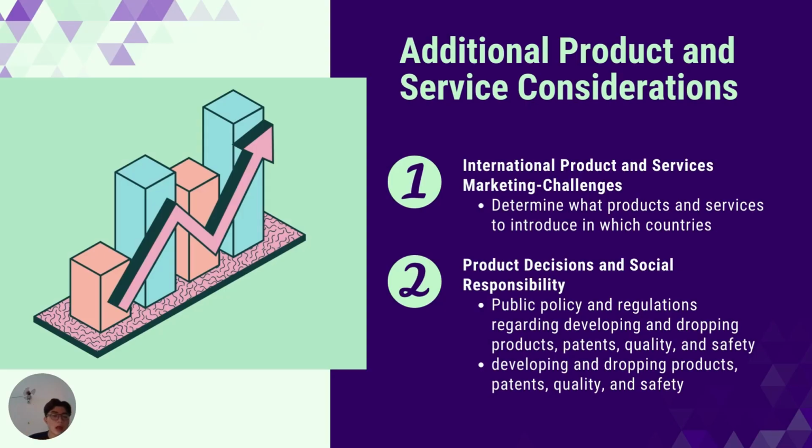In the next one, let's look at just a few more product topics, including regulatory and social responsibility issues and the special challenges of marketing products internationally. Marketers should carefully consider public policy issues and regulation regarding acquiring and dropping products, patent protection, product quality and safety, or product warranty. In terms of product decisions and social responsibility, international product and service marketers face special challenges.